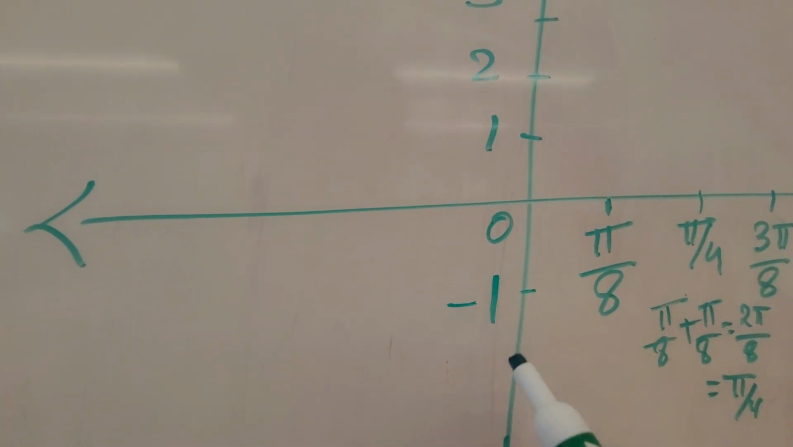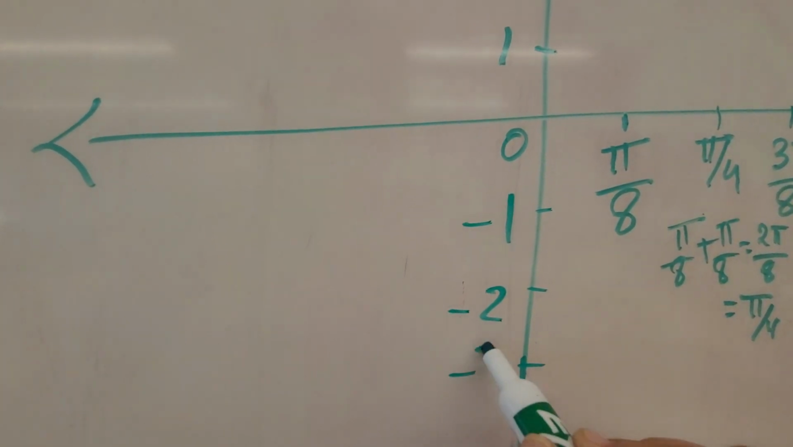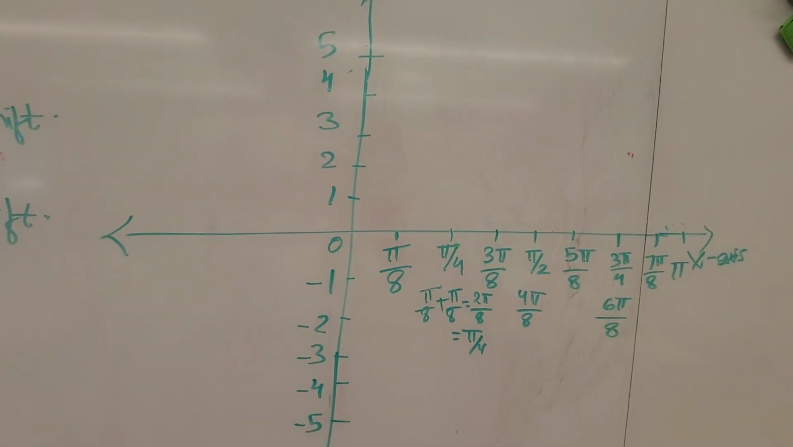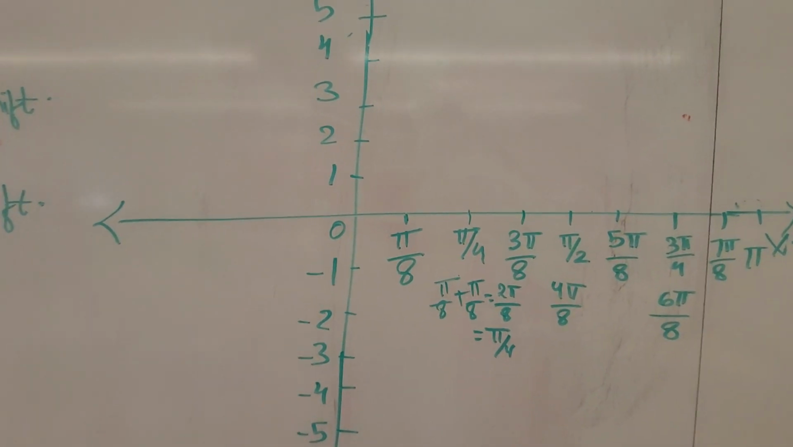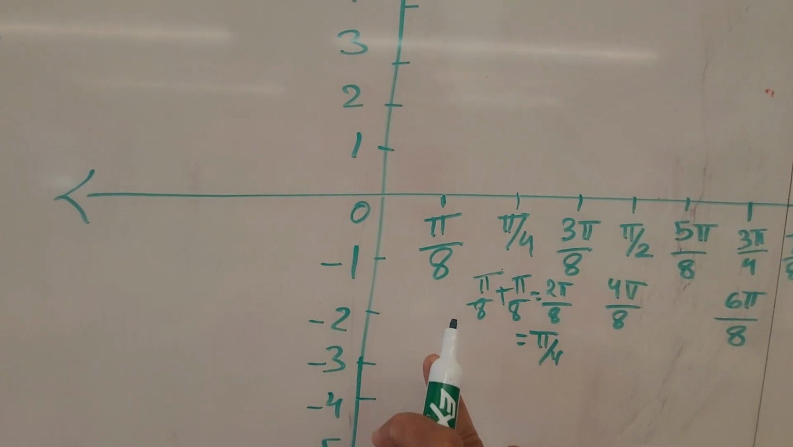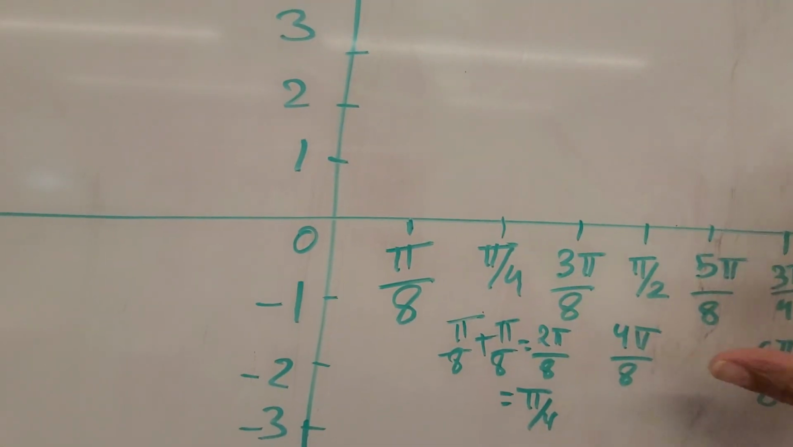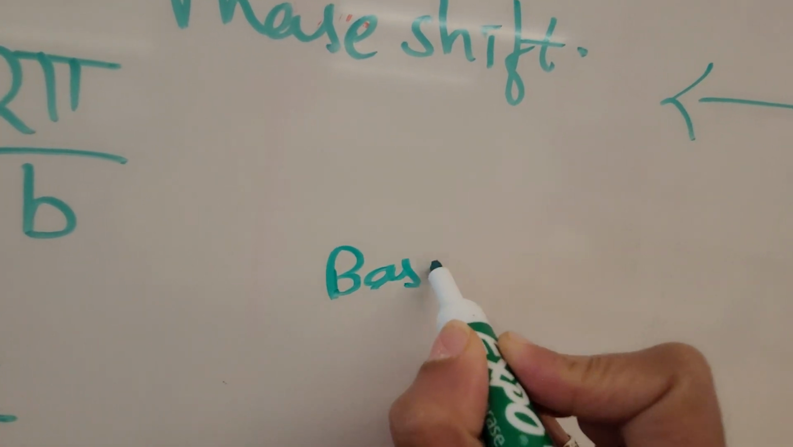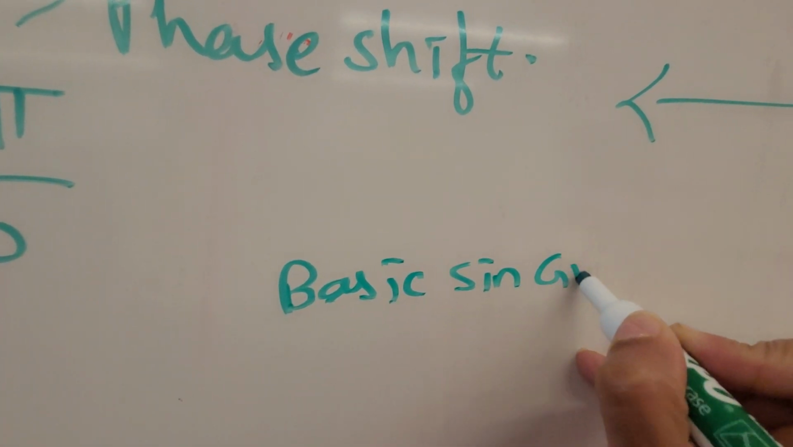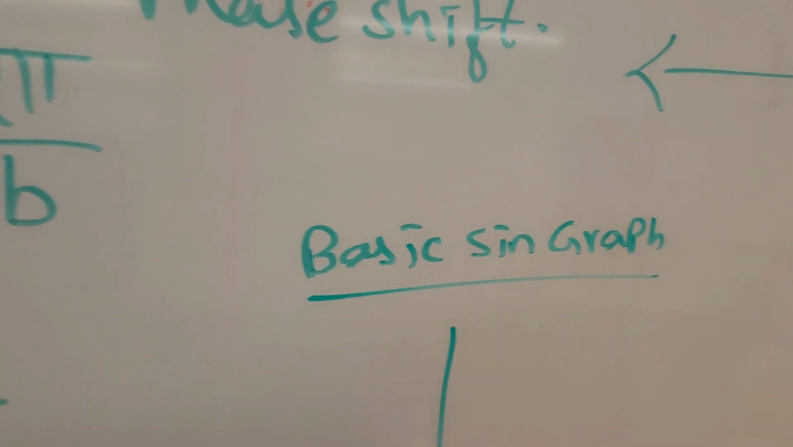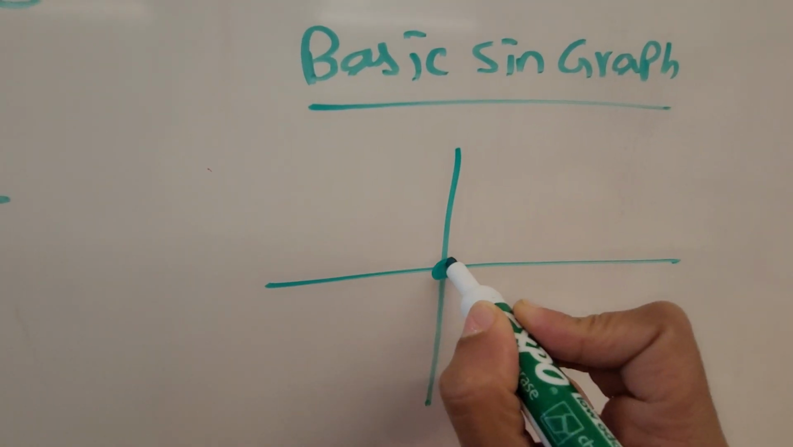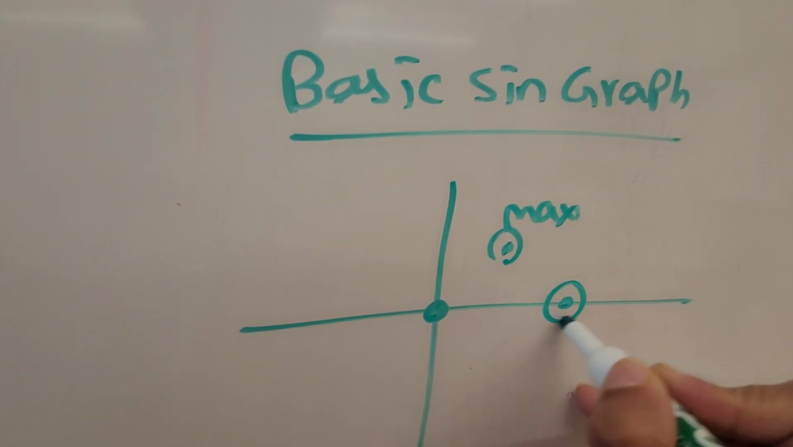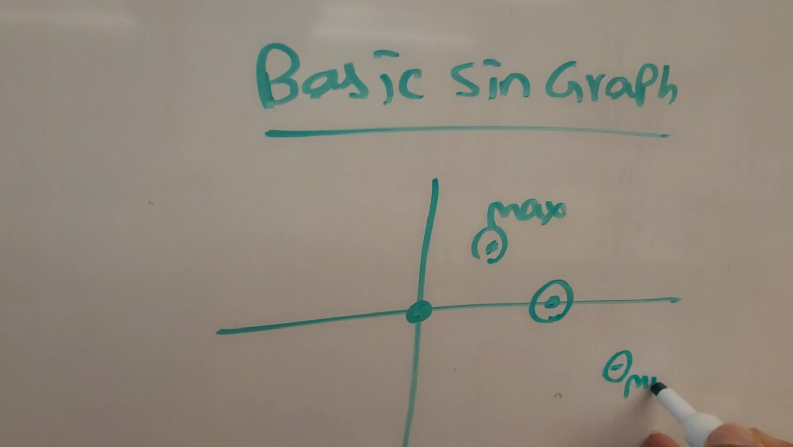On the y-axis, I take the scale as 1 unit each: 1, 2, 3, 4, 5, and let's mark the negative y-axis: minus 1, minus 2, minus 3, minus 4, and minus 5. So this is how you take the scale here. Now let's take the positions and plot the points for the base graph. The basic sine graph is always in this format: it starts at 0, goes to the maximum point, then comes back to 0, and then goes to the minimum point.